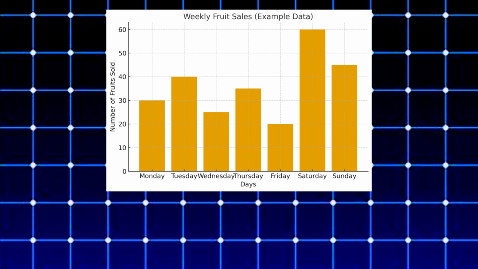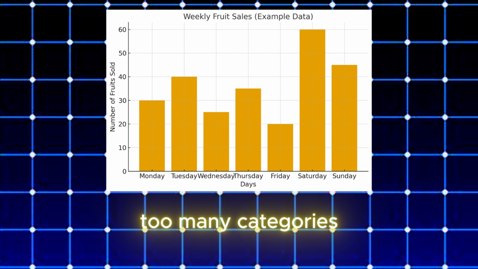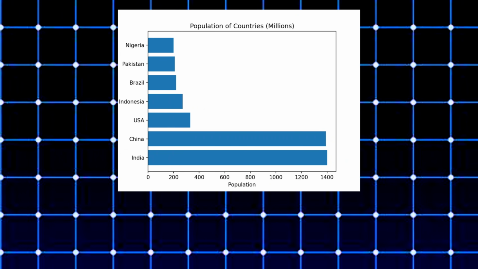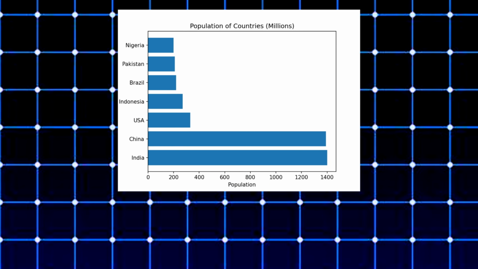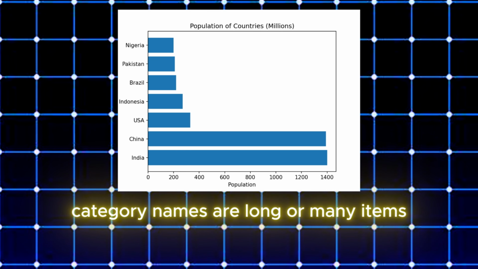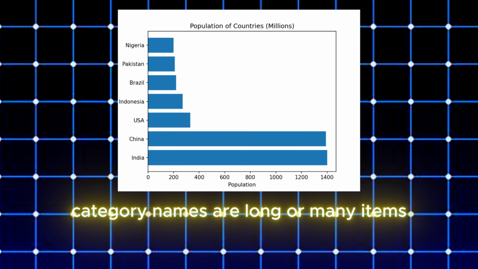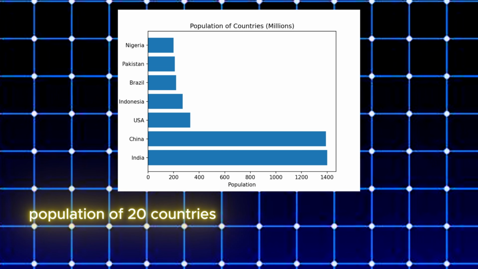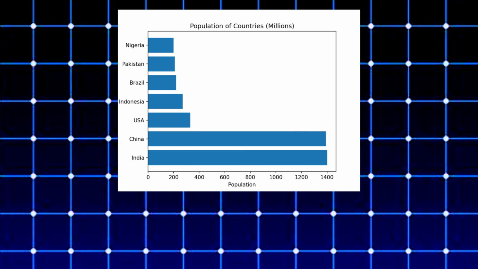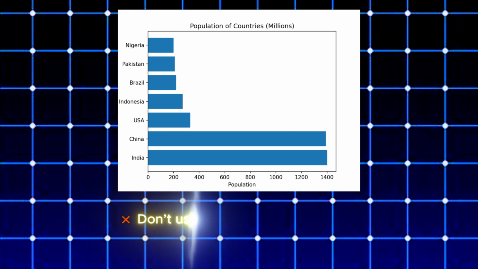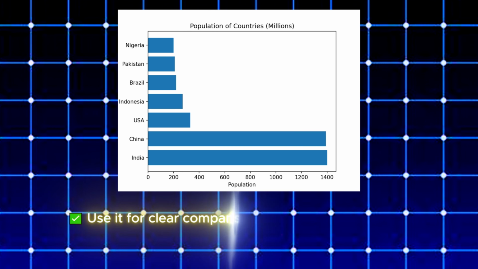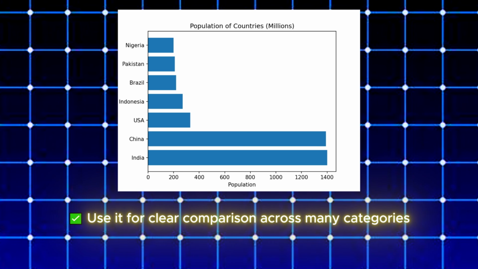Don't use it when you have too many categories. Bars will look cluttered. Use it for quick category comparison. Number 2, bar chart. Column and bar charts look similar, but bar charts are horizontal. They are best when your category names are long or when you have many items. Example, comparing population of 20 countries. Long country names fit easily in a bar chart. Don't use it for time series data, it looks backward horizontally. Use it for clear comparison across many categories.